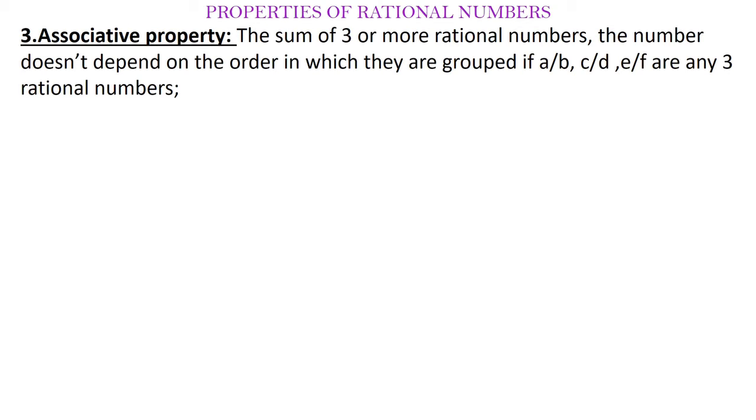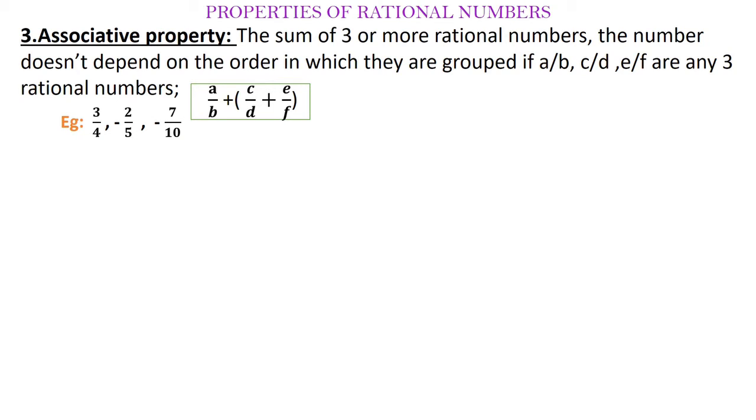The third property is the associative property. The sum of three or more rational numbers doesn't depend on the order in which they are grouped. If a/b, c/d, e/f are any three rational numbers, then (a/b + c/d) + e/f = a/b + (c/d + e/f).